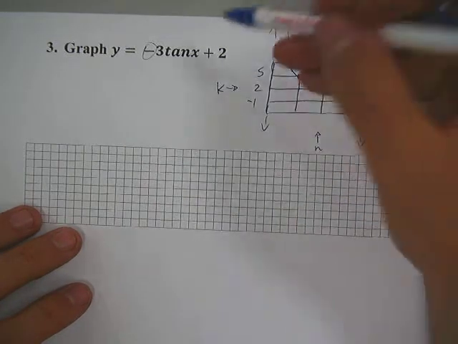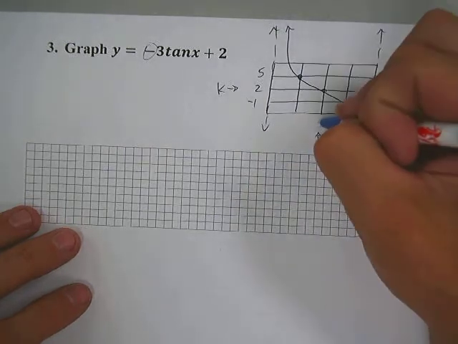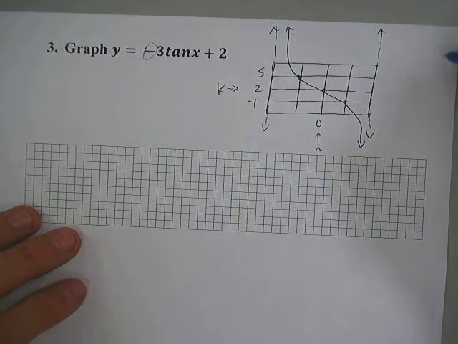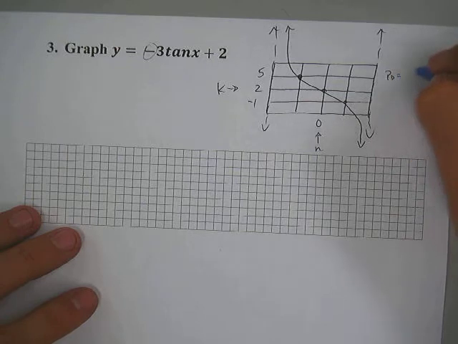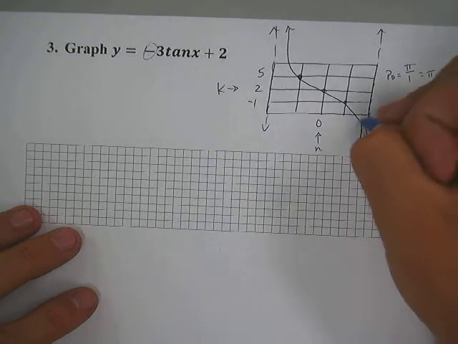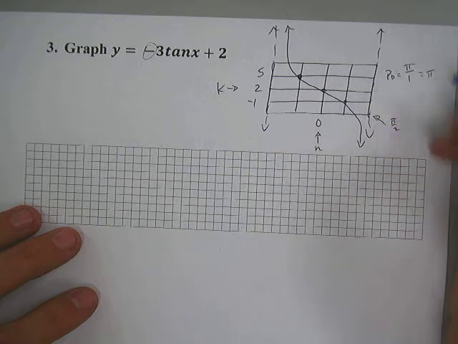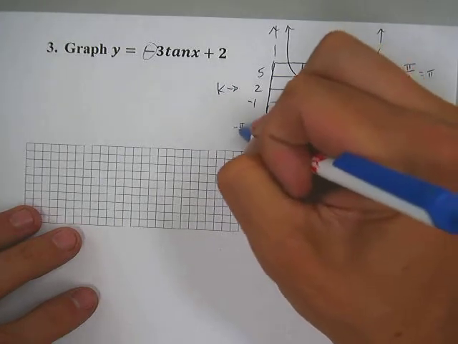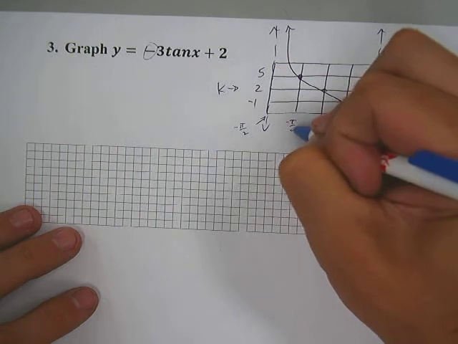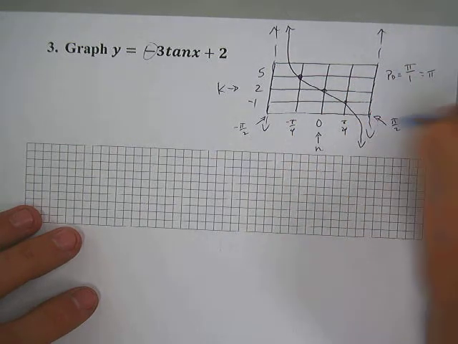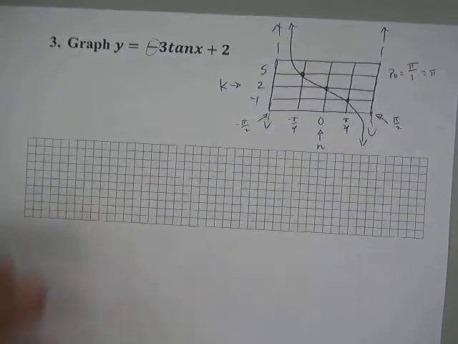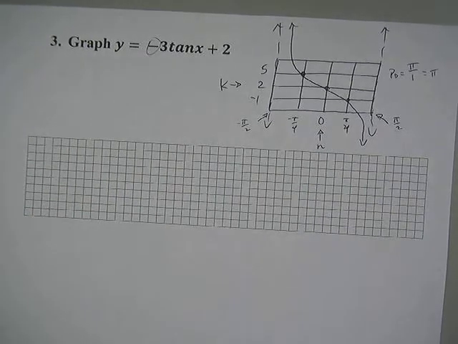Okay, and let's see, what else do we have here? Let's talk about our h value. Well, there isn't an h value in here, so that means this is at 0. And then this time, our period is pi over b. So my b is 1, so that means it's pi. So that means this over here, if we split it up, would have to be pi over 2, and this would be at negative pi over 2, negative pi over 4, pi over 4. Okay?